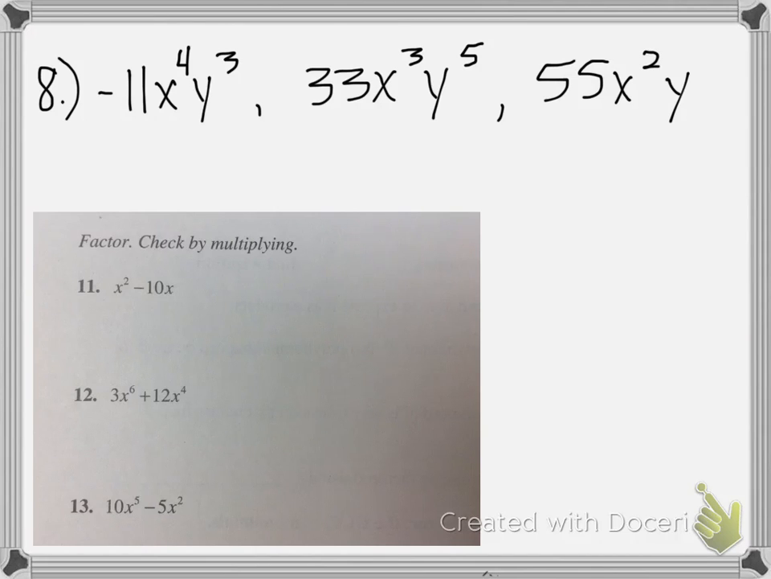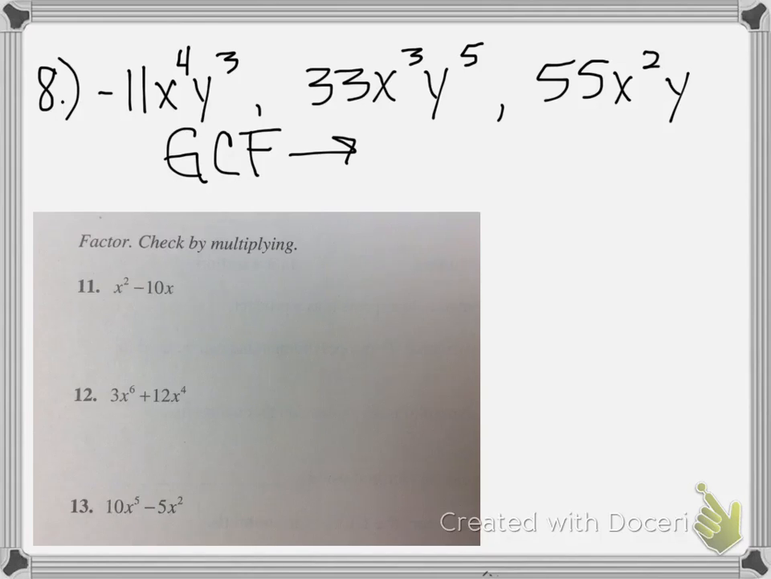Now let's look at some sample problems. The first one I want to look at, we have three monomials: negative 11x to the fourth y to the third, 33x cubed y to the fifth, and 55x squared y. We are going to just identify what the greatest common factor is among these three monomials.